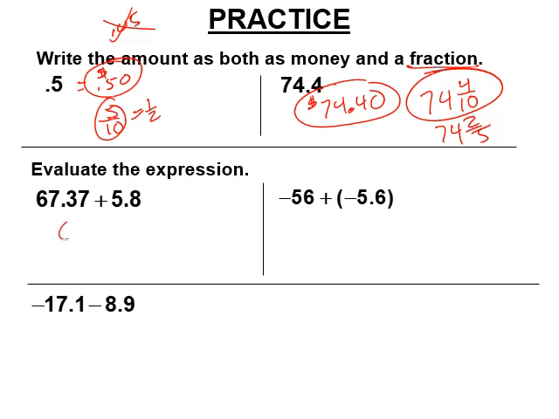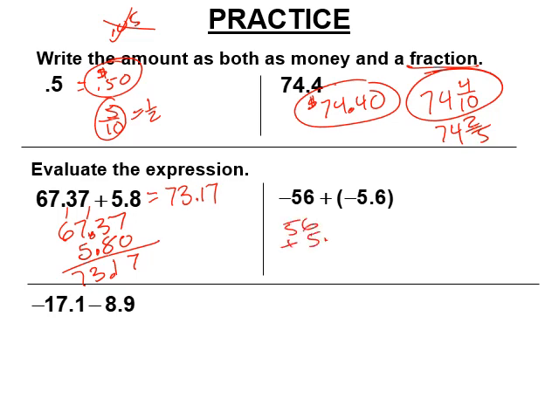All right, so if we're adding decimals, we line up our decimal points. You can put a 0 there. And this is 73.17, or 73 17 hundredths. This one, they're both negative, so we're just adding things together, is negative 61.6, or negative 61 6/10.